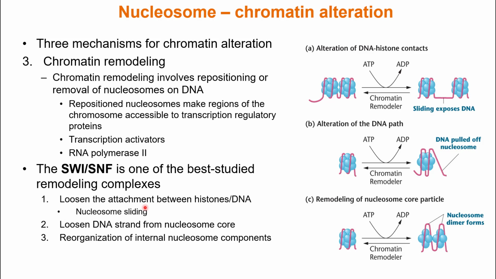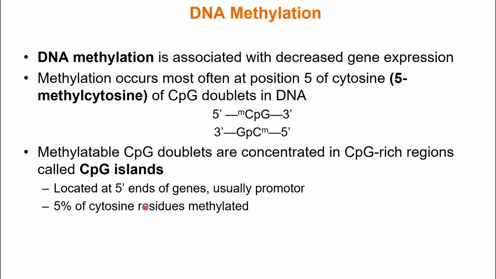That's all three ways that we can alter DNA regulation by just messing with the histones and the nucleosomes. But we can also address the DNA itself. And one of the largest ways that we do this is through DNA methylation. In DNA methylation, we tend to methylate a cytosine. On the 5 position of the cytosine, we add a methyl group. And when we do this, we find that we have decreased gene expression.